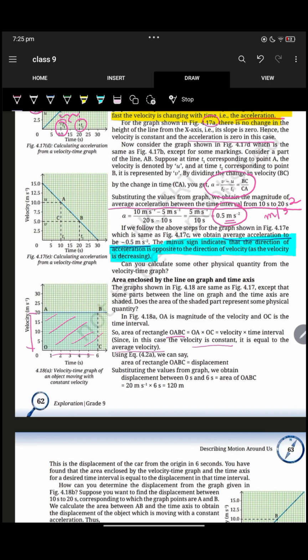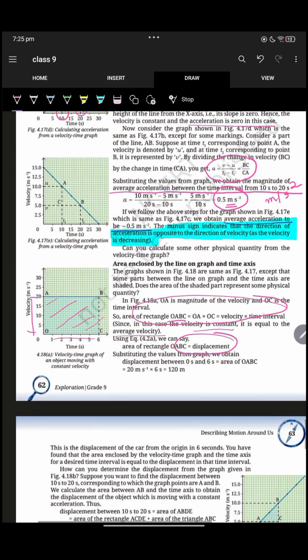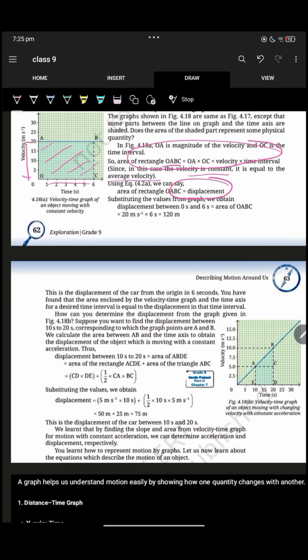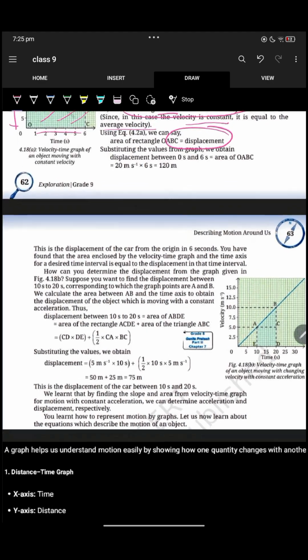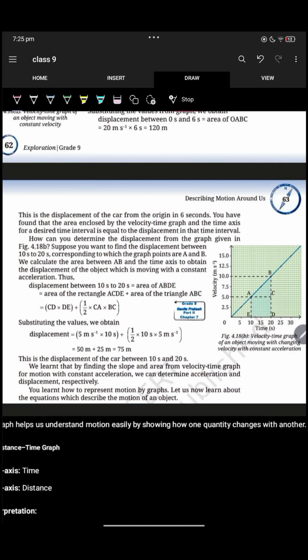It means displacement. And if velocity into time is the area of the rectangle, that means that area under the plot should actually show displacement. So the area under the plot shows displacement of what type of plot? Velocity-time plot. So here again you see displacement between 10 second to 20 second. Where is that? This is 10 second. This is 20 second. So this is the displacement.